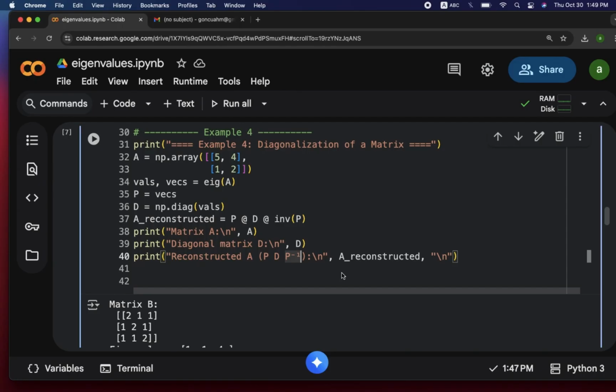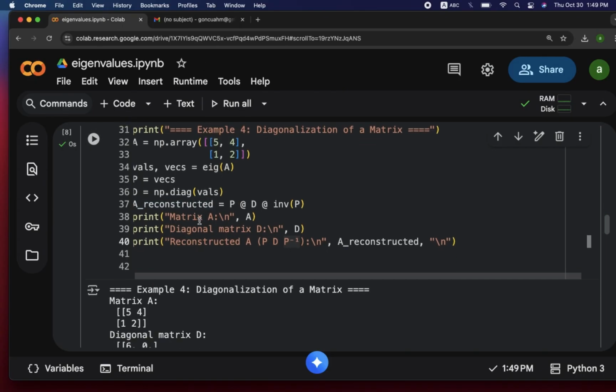Now let's look at example 4. If a matrix has enough linearly independent eigenvectors, we can diagonalize it. That means we can write A equals P times D times P inverse, where D is a diagonal matrix of eigenvalues. So we can calculate and reconstruct our original matrix to verify this linear algebra relationship again.